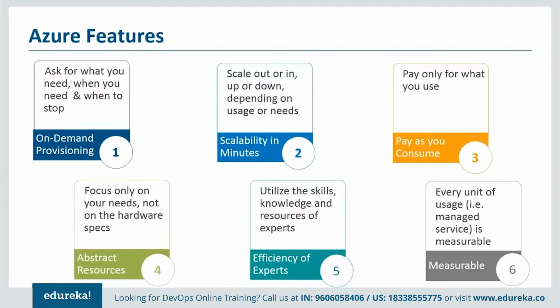Now, when you come to the cloud, you can provision on demand. And then once your demand is not in place, which means there is not much requirement right now, you can scale down. When you scale down, you only pay for what you are consuming. That is point number 3, pay as you consume.